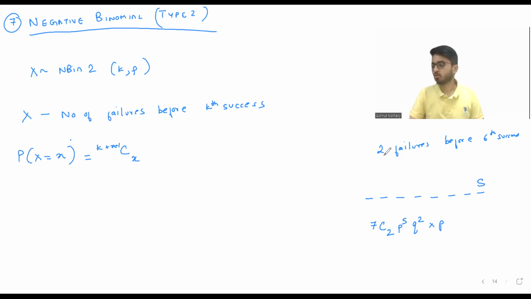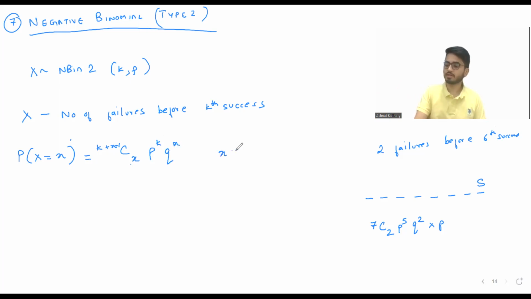You can compare here: 2 failures, 6 successes, we were getting 8 trials. This was 8 minus 1. The concept is, how many failures are we looking at? Total X failures and successes k minus 1. So k plus X minus 1 C X. P to the power, how many successes? K, Q to the power X.